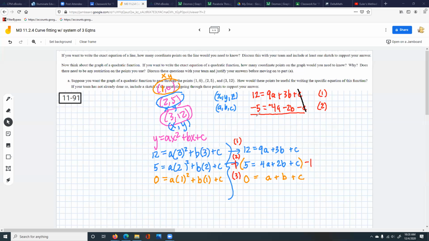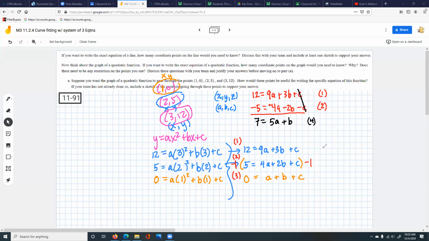So 12 minus 5 is 7 equals 9 minus 4a is 5a, 3b minus 2b is 1b. Okay, so this is equation number 4. I created a new equation by adding the first and second equation together. So now I'm going to add the last 2 equations together. I'm going to add 2 and 3 together.